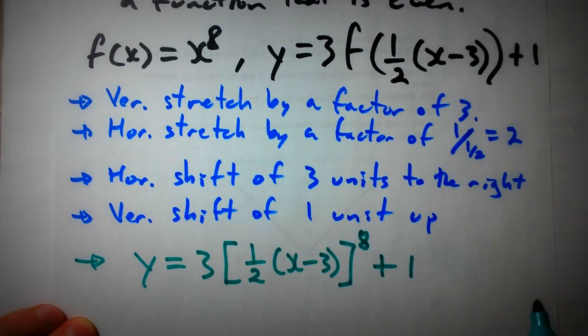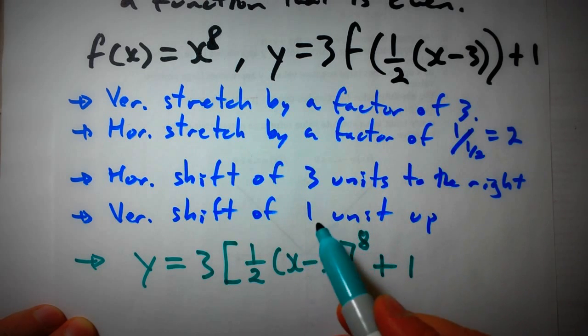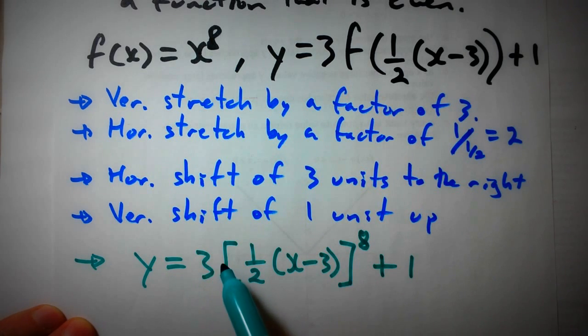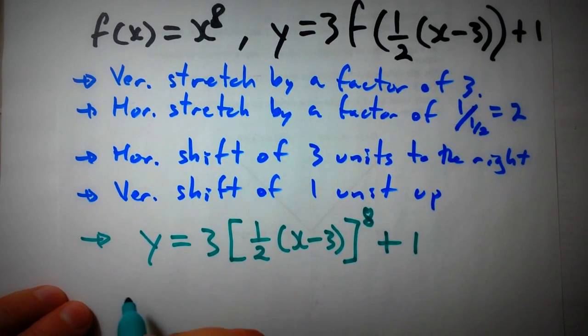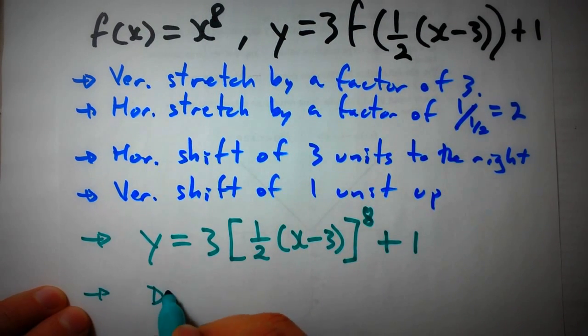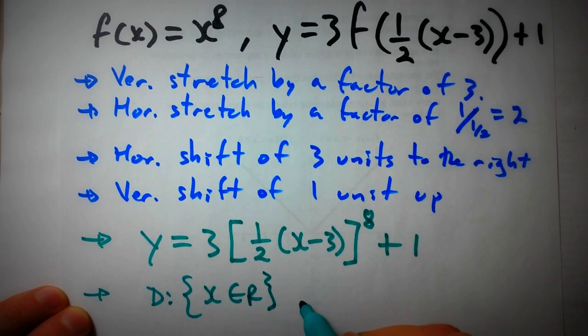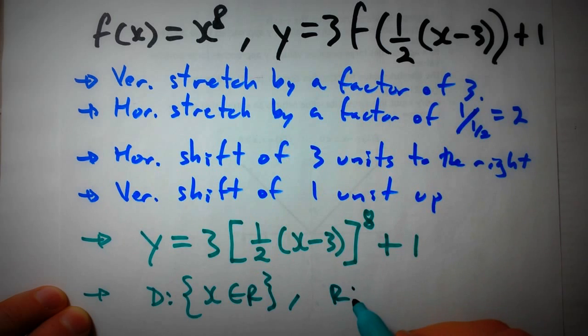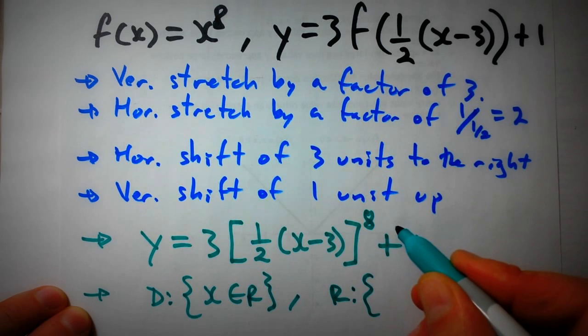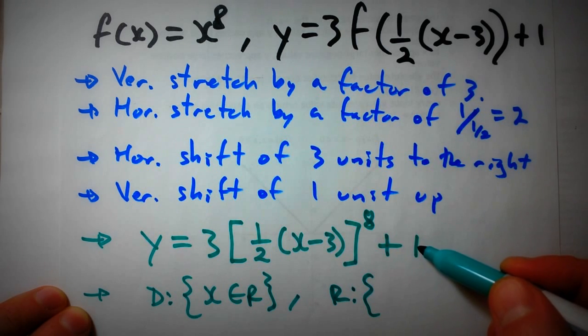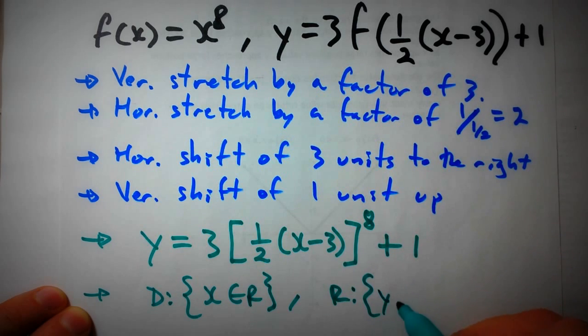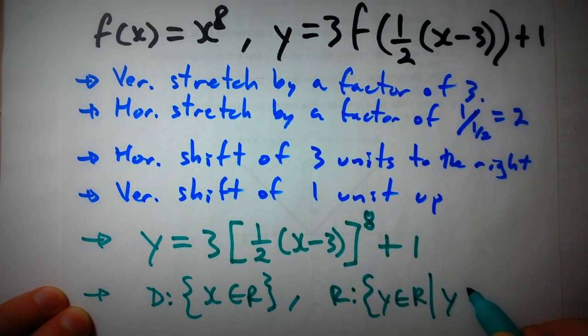Now let's state the domain and range. Well, we know it's an even function. We know it's opening upwards. So we know that domain is going to be the set of all real numbers, so x belongs to the set of all real numbers. And how about the range? Well, we know that for the range it has shifted up 1 unit, so the function doesn't exist below 1. Therefore the set of y values belongs to the range: y belongs to the set of all real numbers such that y is bigger than or equal to 1.